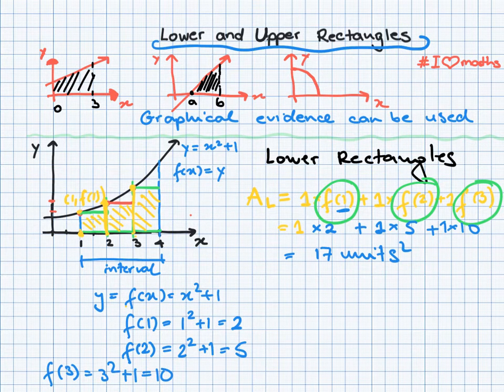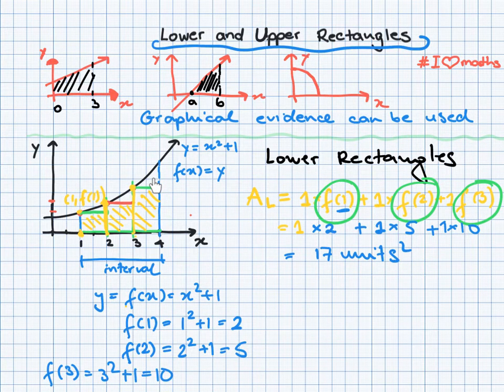Just please note, if you're wondering how I got this 10 in f of 3, this is the function that's given. That is the value of y, so f of x is our y. Every time x changes, y will change as well. So this is our lower rectangle area. It's 17 units. But we can see here there are some bits and pieces that haven't been calculated.